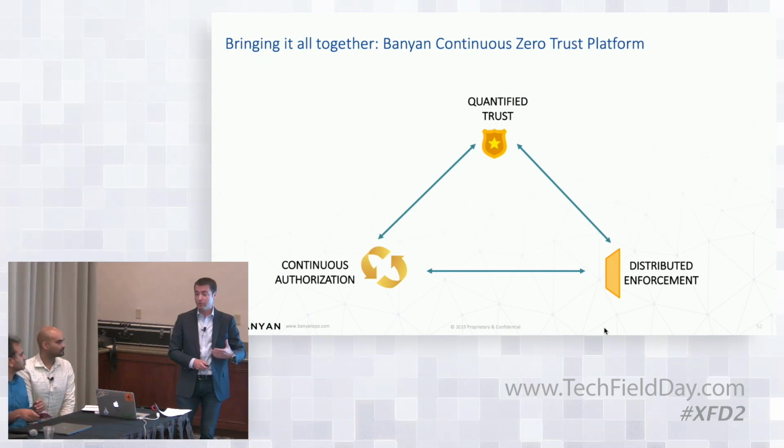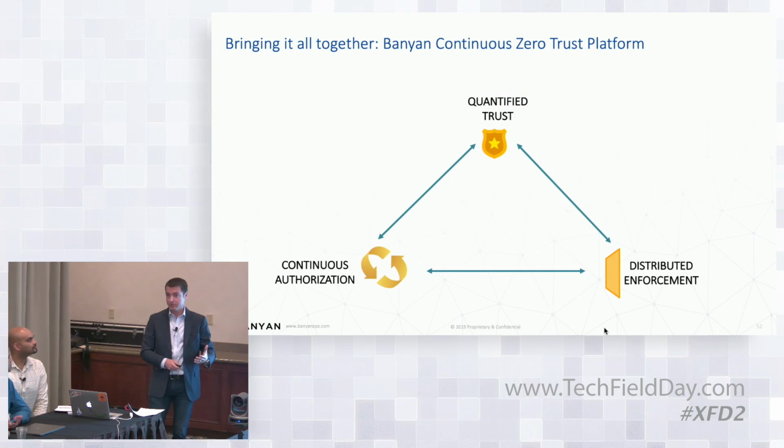Maybe one last. So just to wrap up here, guys, we're founded on 3 concepts: quantifying trust, granting continuous authorization, and providing distributed enforcement to make sure the right people have the right access to their applications and services in a least privileged scenario.